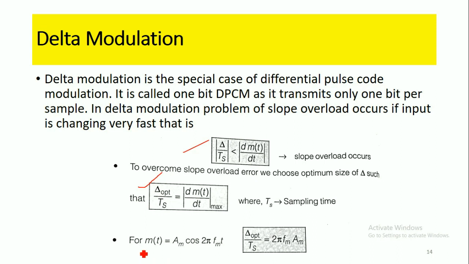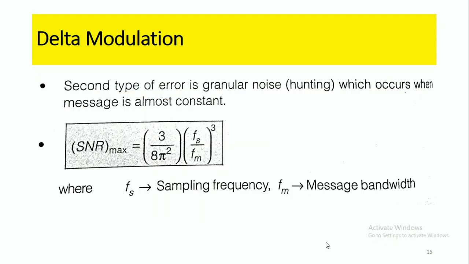And lastly, the message signal m(t) is given as Am into cos 2 pi fm t, so that the optimized value of delta by Ts is equal to 2 pi fm into Am. And in this delta modulation scheme, the second type of error is granular noise, that is nothing but hunting noise, which occurs when the message is almost constant. And for this delta modulation scheme, the maximum signal to noise ratio is given as 3 by 8 pi square into (fs by fm) whole to the power of 3, where fs is the sampling frequency and fm is the message bandwidth. So this is about delta modulation.